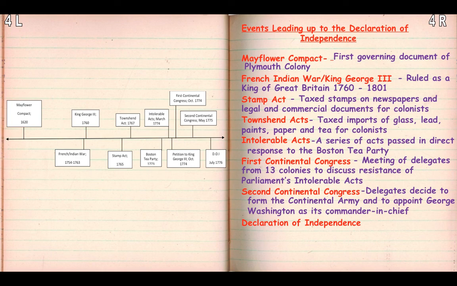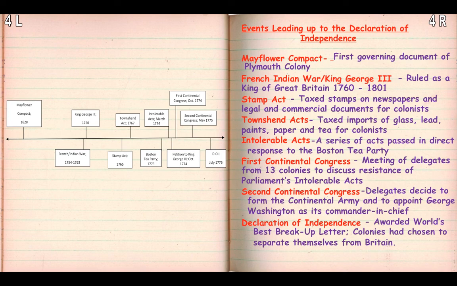Now, they sent that off, and then they created the Second Continental Congress. This is where they had a plan in place of if King George rejects our Olive Branch Treaty, we are going to war. History spoiler alert, we go to war, okay?